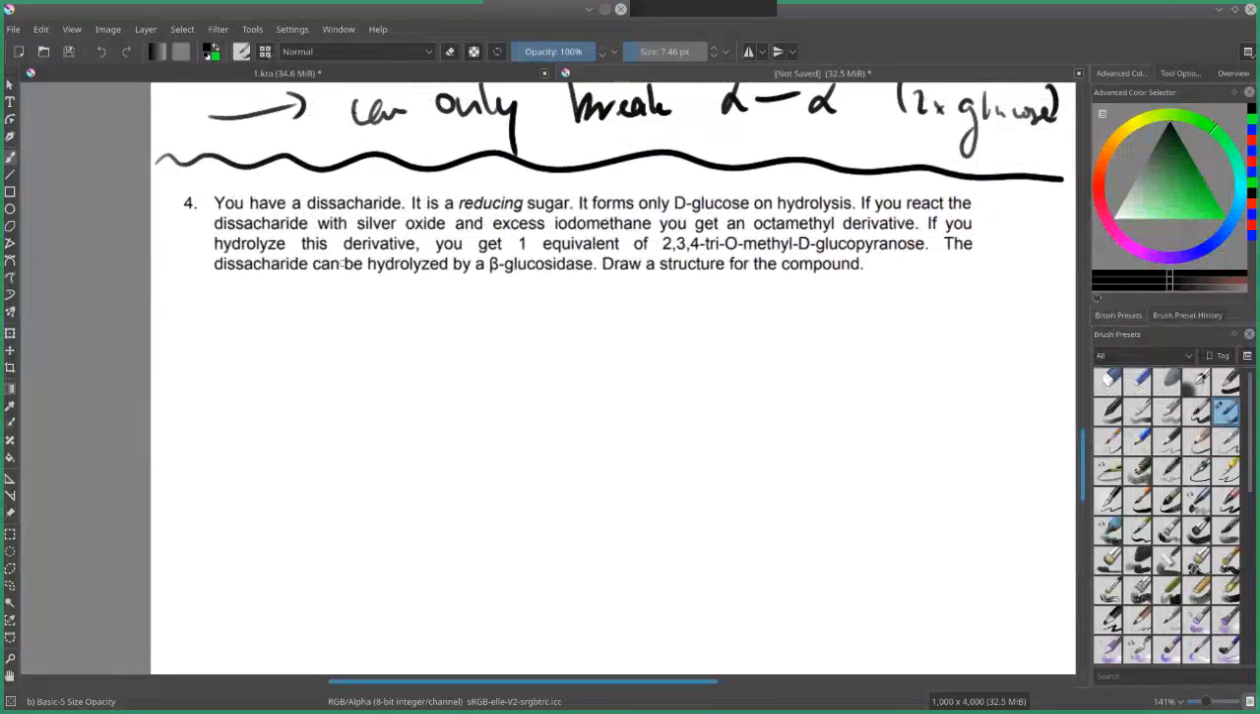Okay, here we go. So disaccharide. So we've got two sugars. Okay, and it's a reducing sugar. So can anyone tell me what we know about it being a reducing sugar?